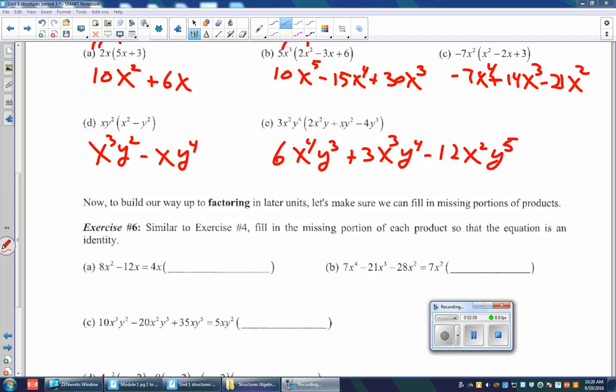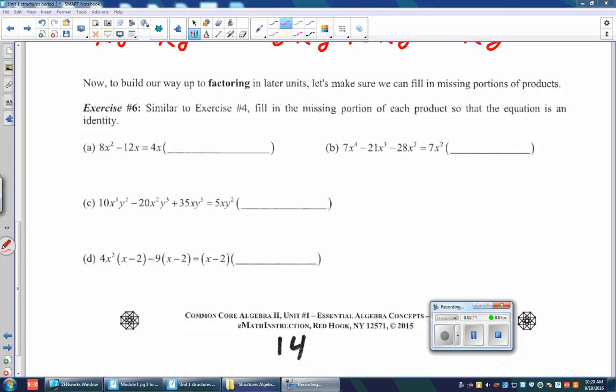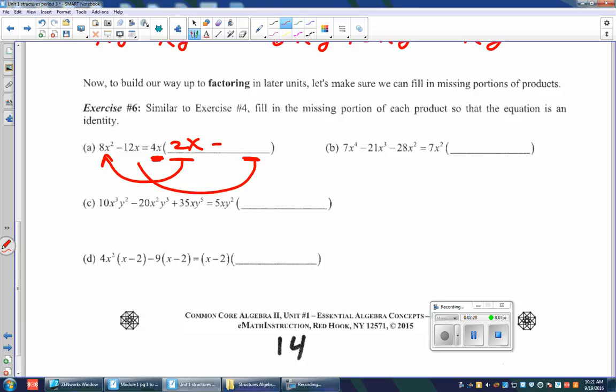Now here we go on to exercise number 7. The whole purpose of this is to get to an understanding of factoring. So here I have 4x times what equals 8x squared. That's 2x. Now 4x times what equals minus 12x? I put the minus sign there because the answer is 3.